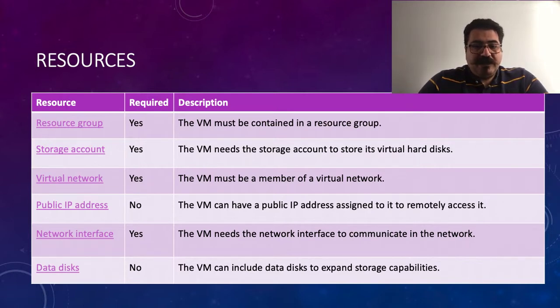You need to assign a public IP address to the VM. This is not mandatory. It is necessary just in case you want your computer to be accessible. So the VM can have a public IP address assigned to it to remotely access. You need to have a network interface. That's mandatory. The VM needs the network interface to communicate in the network. So you usually have the local network of yourself within Azure. And without the network interface, you don't have a VM. However, you can have no public IP address assigned to your VM, which means it is not accessible publicly through the web.